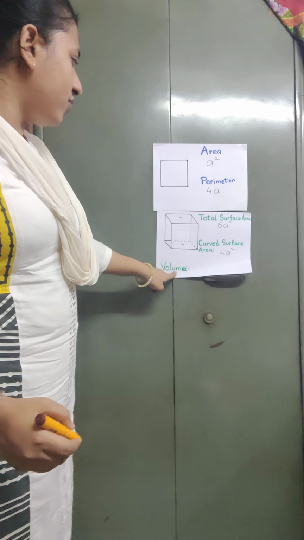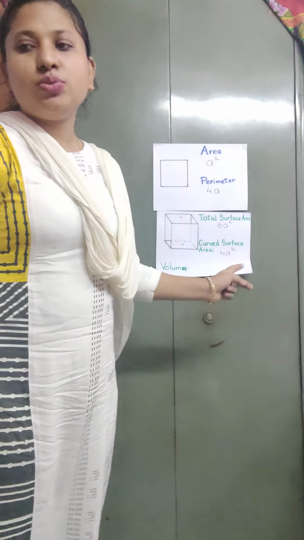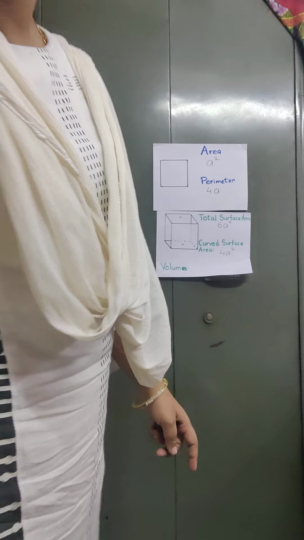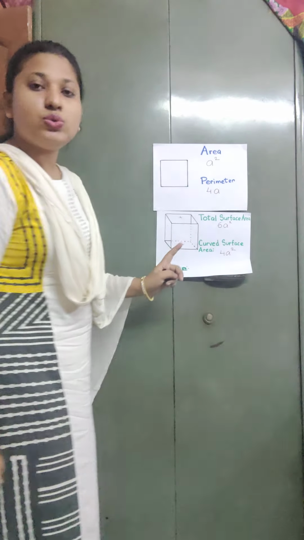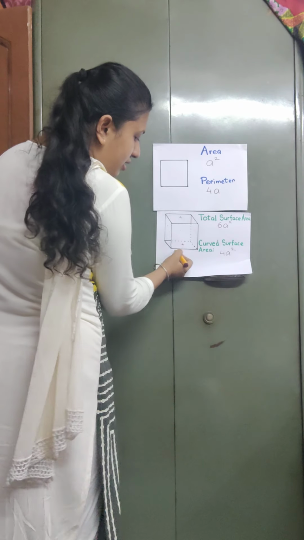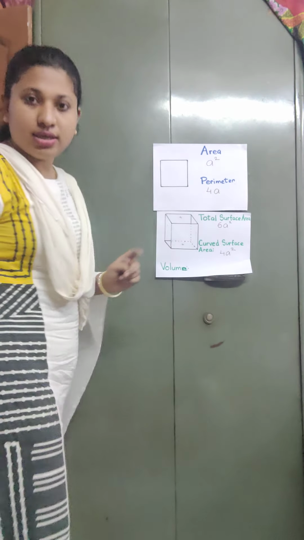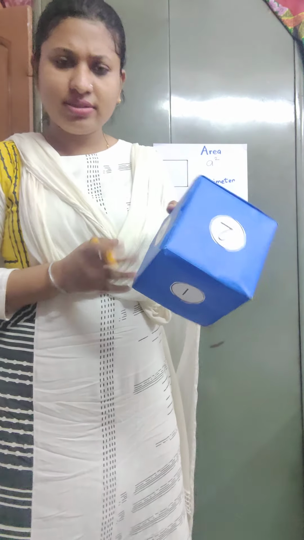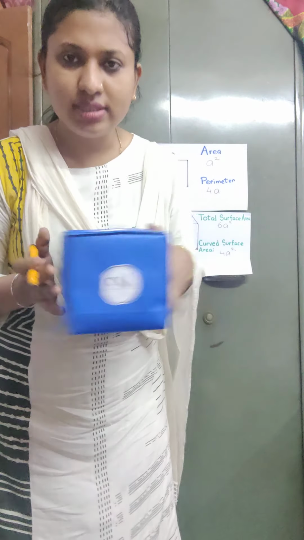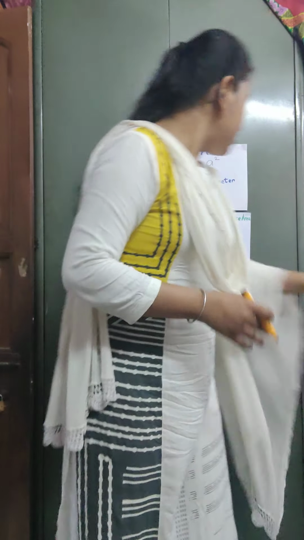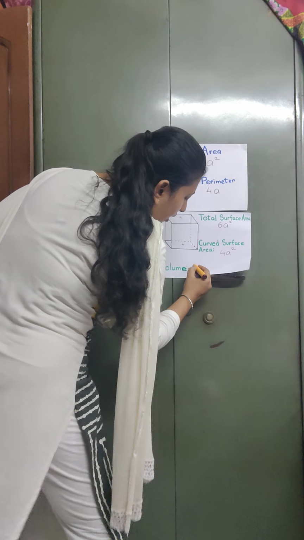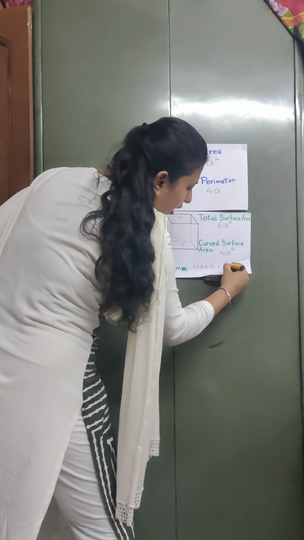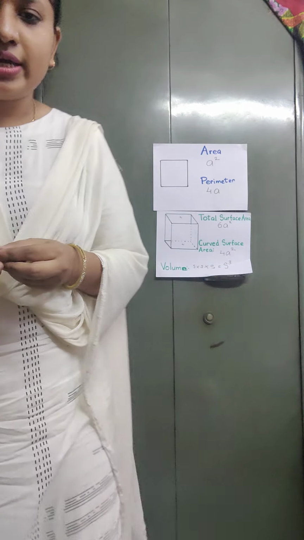Now the volume. What will be the volume of a cube? The volume of a cube is side into side into side, meaning length, breadth and height. In a cube, length, breadth and height are all the same, so we take S into S into S, which is S cube.